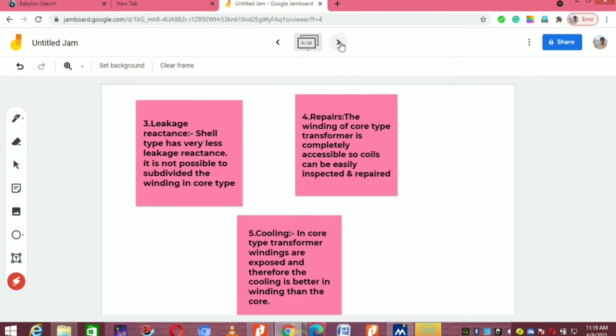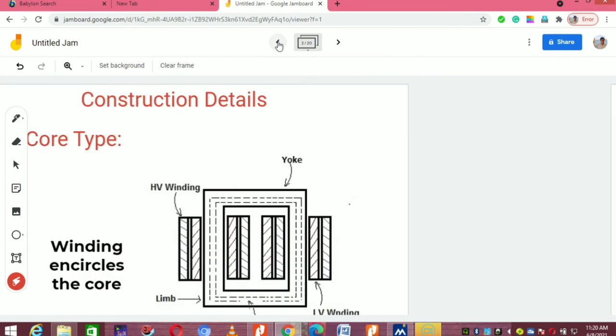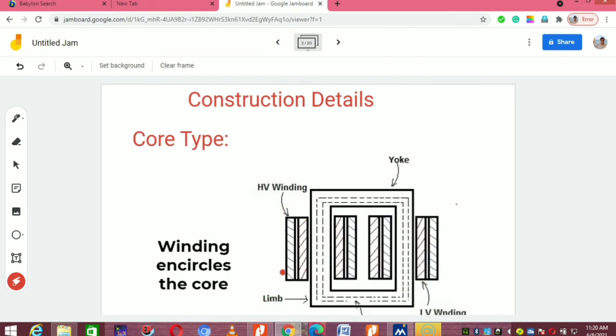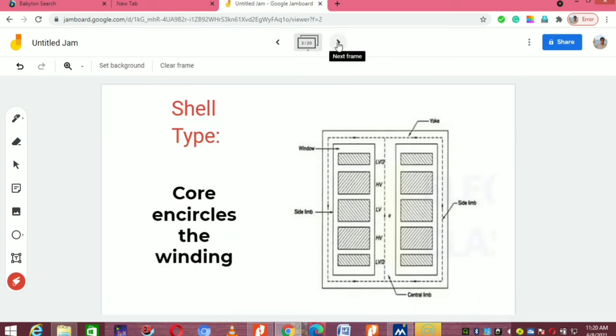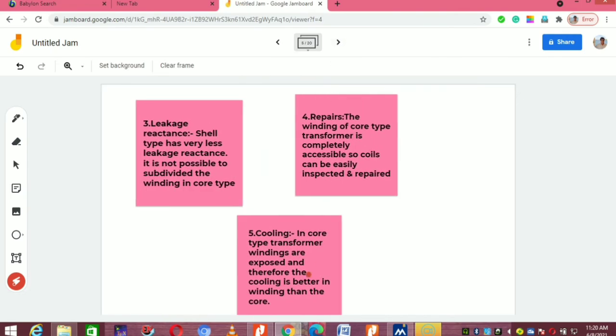Next, if you talk about the cooling, in core type transformer, windings are exposed and therefore the cooling is better in winding than in core. Means the windings are outside, so they are easily exposed to the cooling medium. See the figure here, the core is inside. Hence we can conclude that the cooling is better in winding than in core.